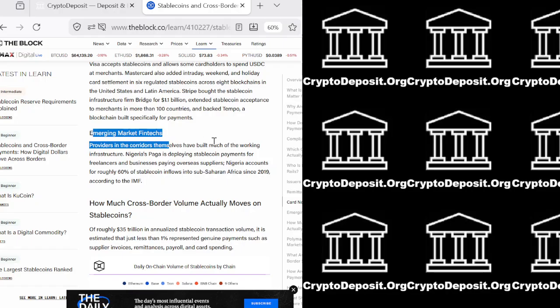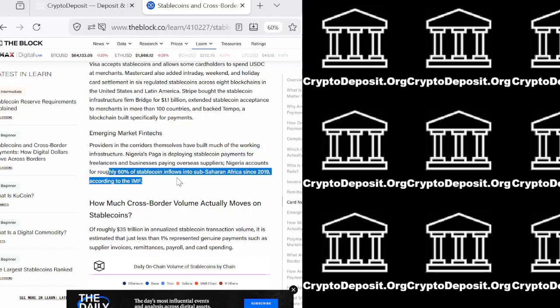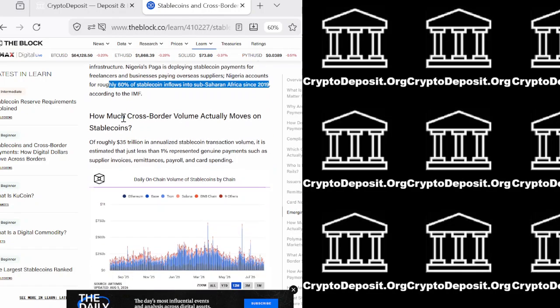Emerging market fintechs. Providers in the corridors themselves have built much of the working infrastructure. Nigeria's Paga is deploying stablecoin payments for freelancers and businesses paying overseas suppliers. Nigeria accounts for roughly 60% of stablecoin inflows into sub-Saharan Africa since 2019, according to the IMF.